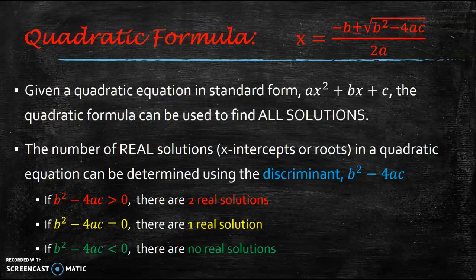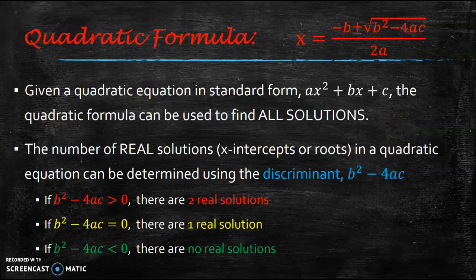Here's the quadratic formula. x equals the opposite of b plus or minus the square root of b squared minus 4ac, all over 2a. Hopefully you remember this from Algebra 1. Given a quadratic equation in standard form, so our standard form is ax squared plus bx plus c, the quadratic formula can be used to find all solutions.